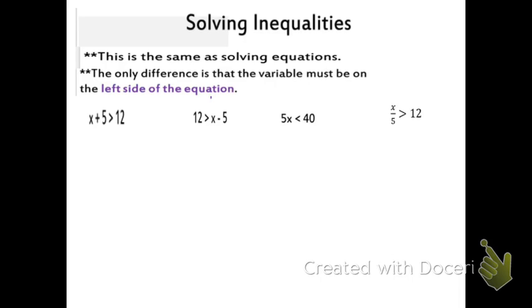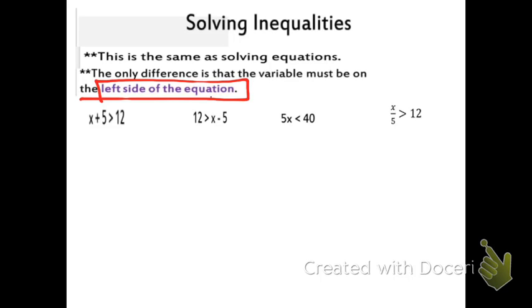So if you'll look at this, this is your cutout that you just glued in. And it says, if you'll just highlight this, the only difference is that the variable must be on the left side of the equation in order for us to graph it correctly. Okay? And we learned that yesterday. So make sure you highlight that on your cutout. But let's work these together and see how they work.